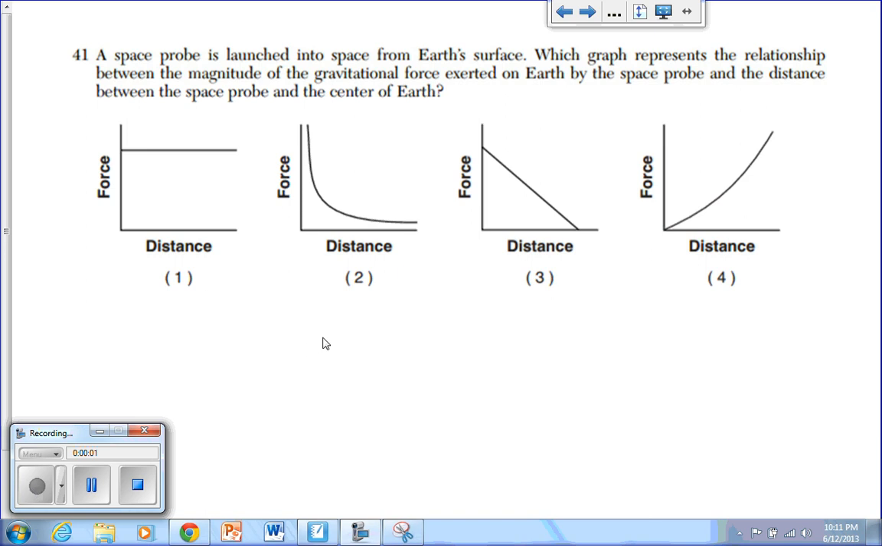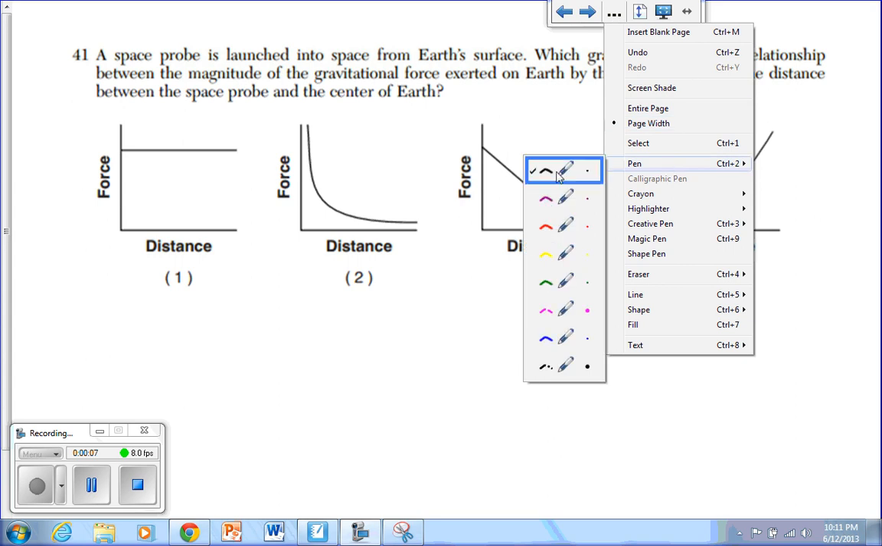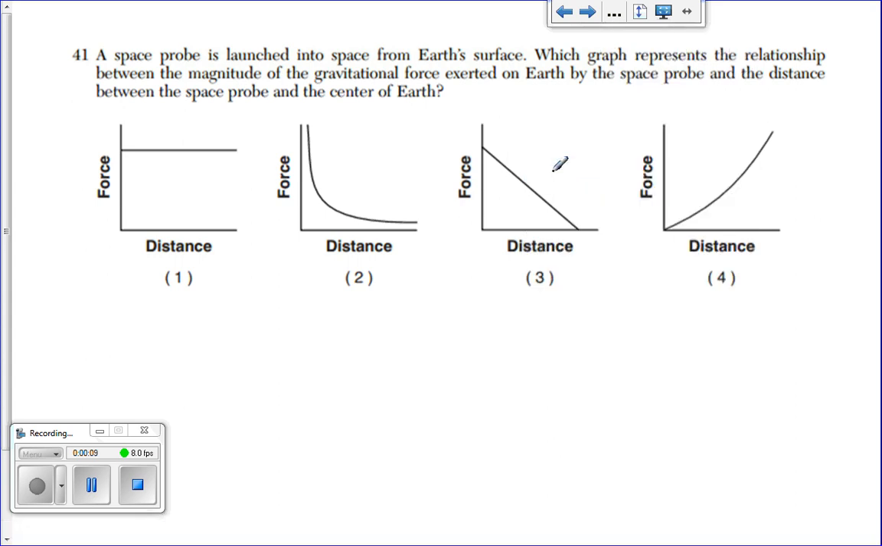This video is going to look at questions 41 through 45 on the 2011 June Regents exam. So let's get started. 41 is asking about the graph that represents the relationship between gravitational force and distance away from the Earth. And this is a very straightforward question.